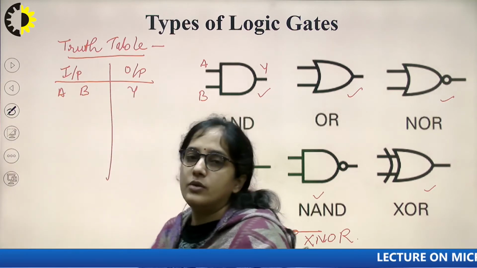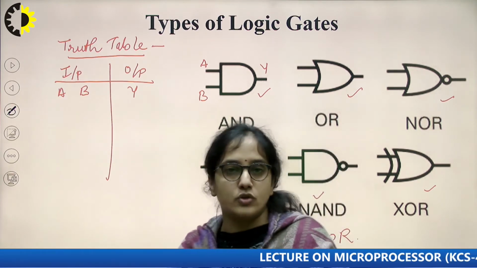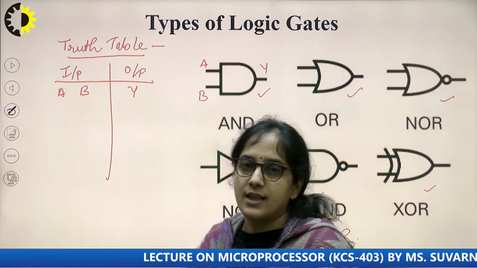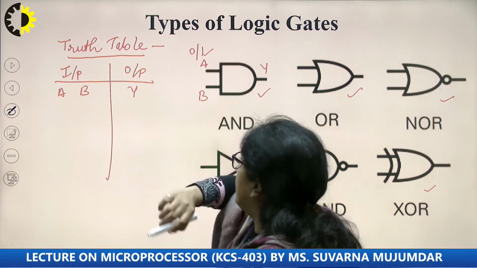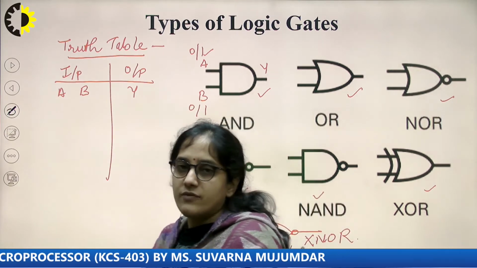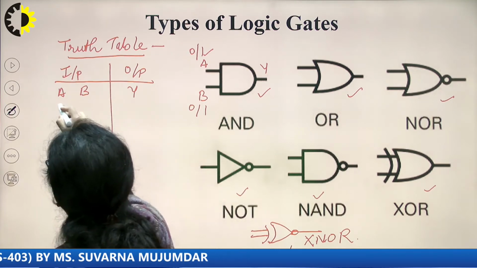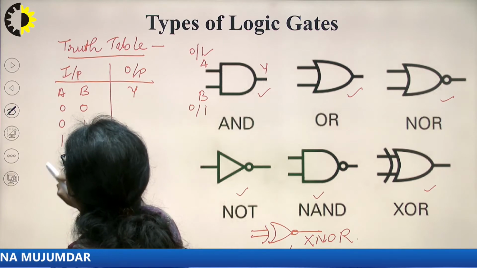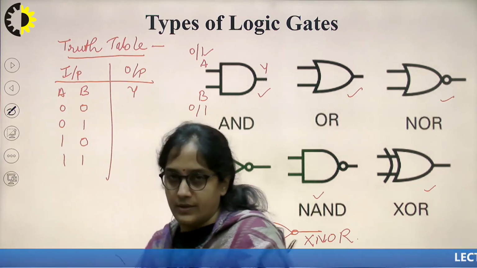As I told you, the logic gates work on binary data. So the input which we are going to apply in this AND gate, the value of data at A may be 0, it may be 1. Similarly, it may be 0 at B, it may be 1. So that is why, with 2 inputs, we will have 4 combinations: both inputs 0, A is 0 and B is 1, A is 1 and B is 0, and both A and B are 1.